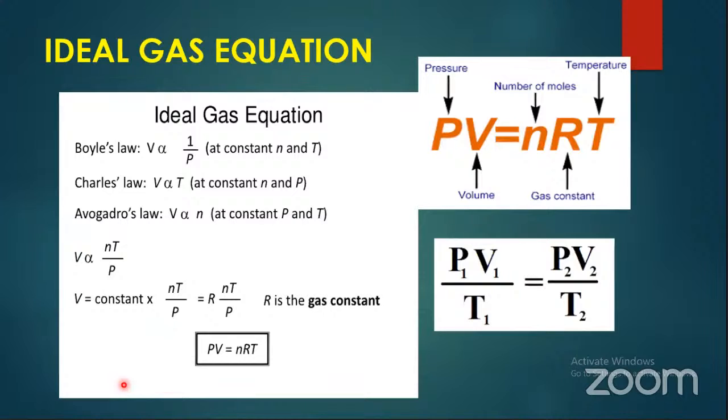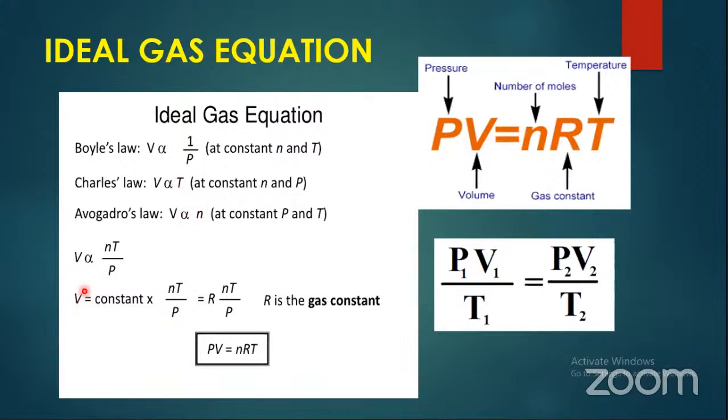So from all the above three laws, we will derive the ideal gas equation. What does the ideal gas equation mean? Combination of all the three laws: Boyle's law, Charles' law, and Avogadro's law. Boyle's law, volume is inversely proportional to pressure at constant number of moles of substance and temperature. Charles' law, V directly proportional to T. Avogadro's law, V directly proportional to N. So we are taking V directly proportional to N T by P.